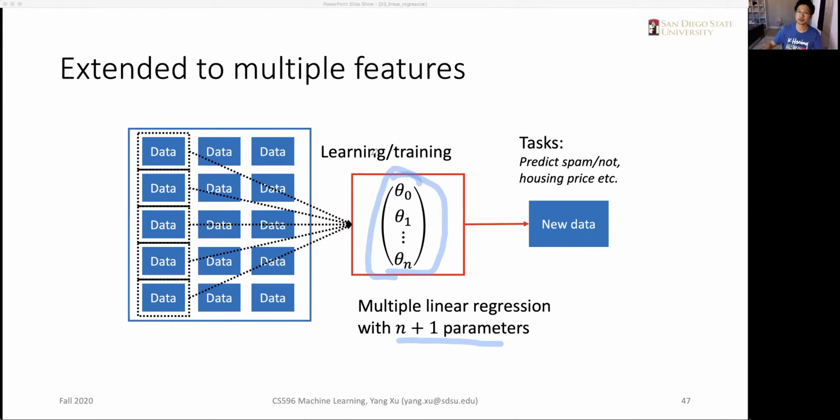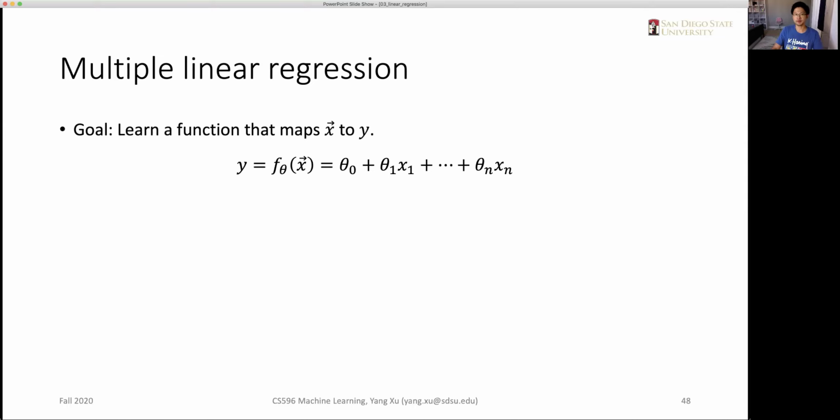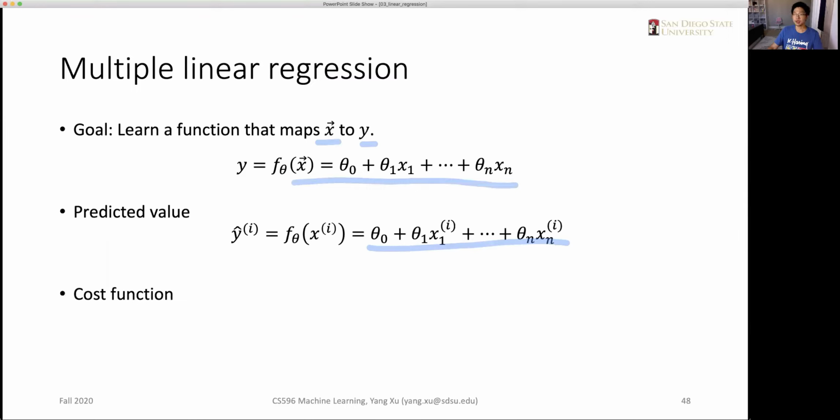Actually, we need to first train those models, train those parameters. So we now need to use a very powerful tool, which is matrix representations of the parameters. To summarize a bit, we set up the goal here, right? The goal is to map the feature vector to y, and the function looks like this: a linear function, and the predicted value has a similar form. And the cost function remains the same. We use the mean square error as the cost function.